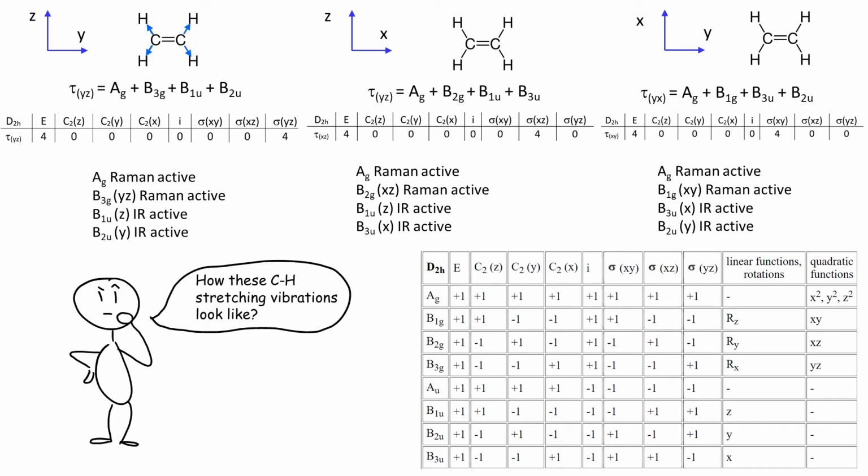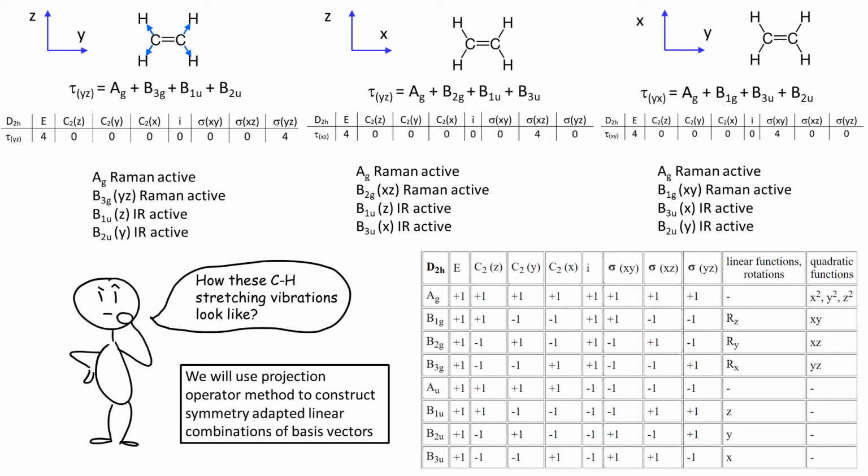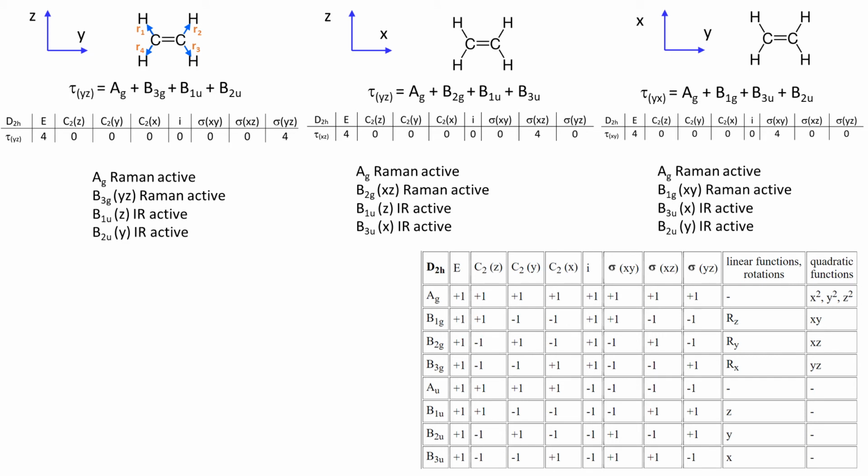To find out, we will use projection operation method. We need to construct symmetry-adapted linear combinations of basis vectors. I am aware we have not discussed it either, but this is the recipe. Let's label the basis vectors, then we need to take one of them, let's say R1, and we write down where R1 will end up under all symmetry operations, and we get this.